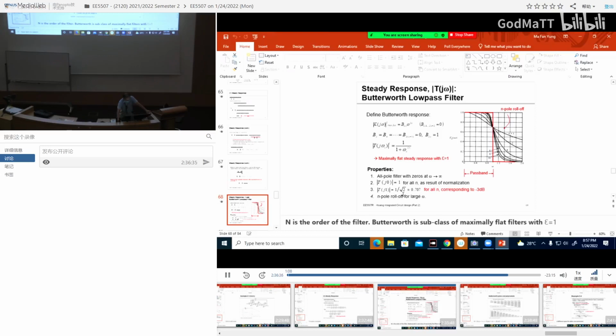Which is the 1 over square root 2 point. So I don't care whether it's a first order, second order, third order, fourth order, fifth order, sixth order Butterworth filter. When omega equals omega n, it will all pass by this point, which is the 1 over square root 2 point.